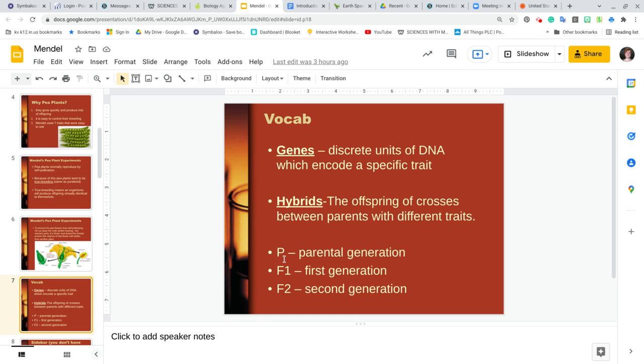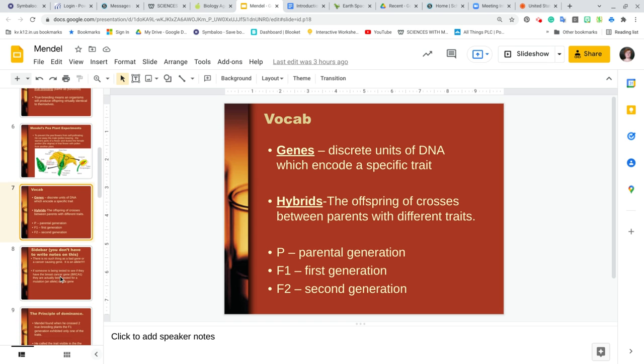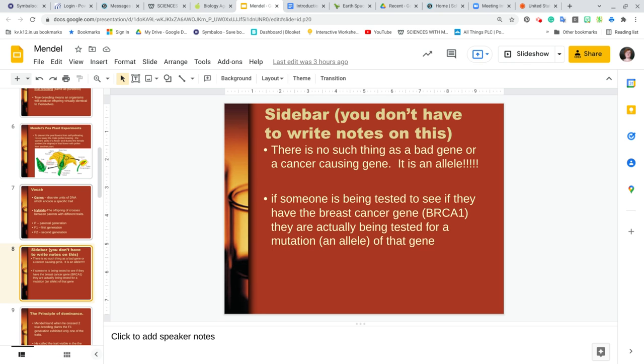Okay, P. P is the parent generation. No matter what generation we start with, P is my parent generation. F1, first generation, actually is Latin for filial. Don't care if you know it's filial, as long as you know it's first generation. Therefore, F2 is filial 2. That is why it's not S, because we're going with Latin, and Latin is filial. So the second generation would be the filial 2 generation. Okay?